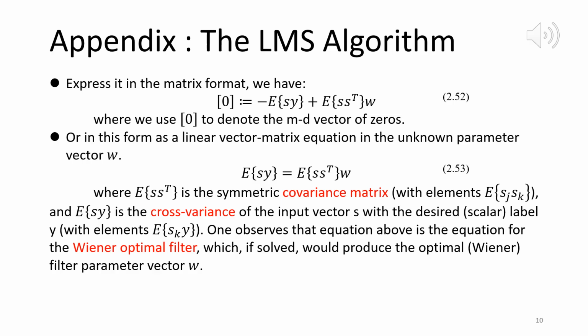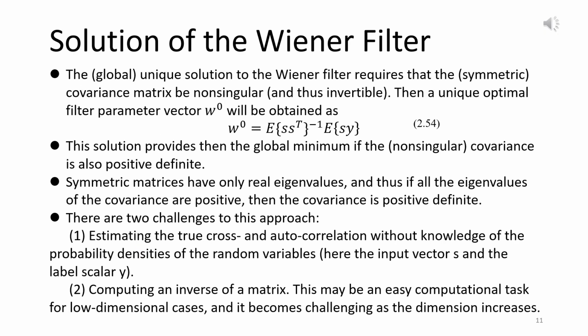Where the expectation of S times its transpose is the symmetric covariance matrix. The expectation of S times Y is the cross-variance of the input vector S with the desired label Y. We notice that equation 2.53 is the Wiener optimal filter, which, if solved, would produce the optimal Wiener filter parameter vector W. The global unique solution to the Wiener filter requires that the covariance matrix be non-singular, that is, it is invertible. Then a unique optimal filter parameter vector WO can be obtained by equation 2.54.